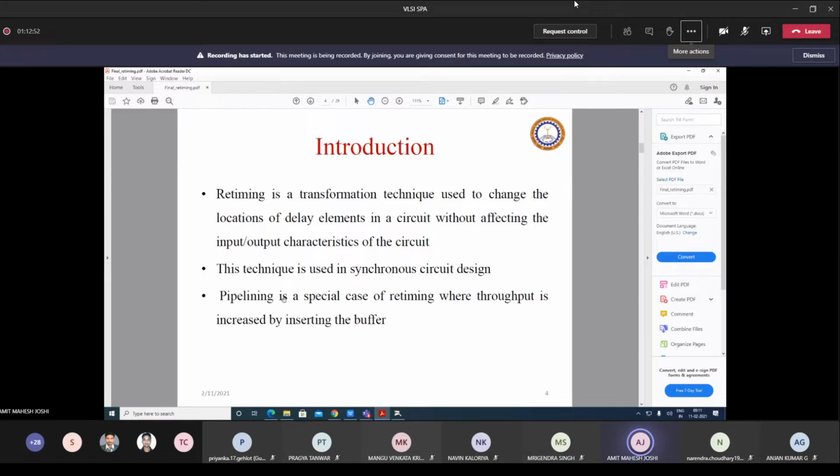Pipelining is a special case of retiming where throughput is increased by inserting buffers. Maybe you have heard this word in the context of the microprocessor, because a microprocessor basically uses a pipelining architecture. So pipelining is one special case of retiming, where you are allowed to insert a buffer.